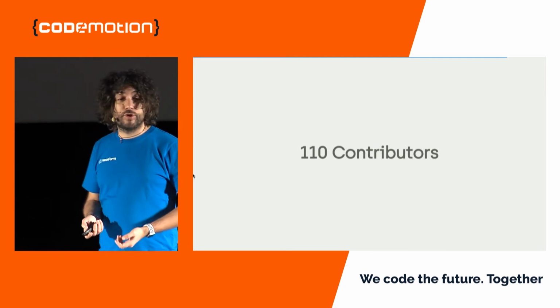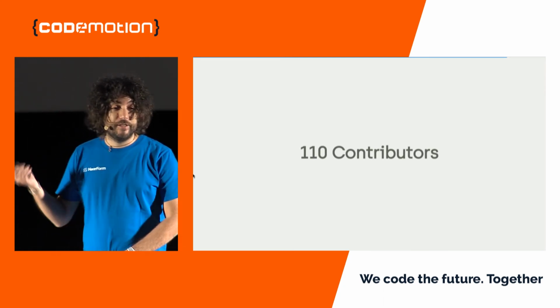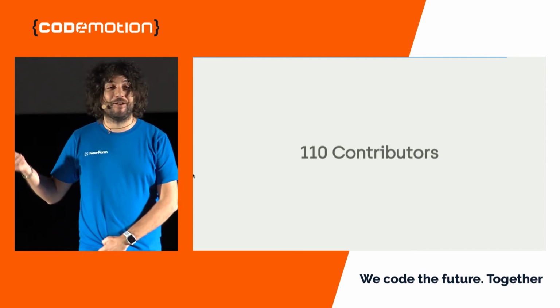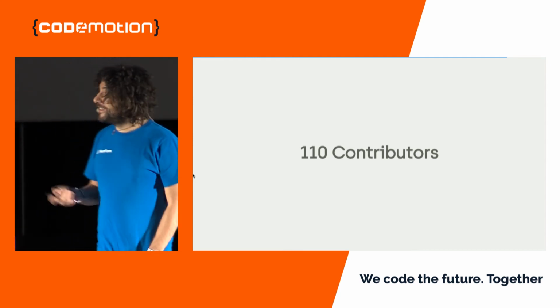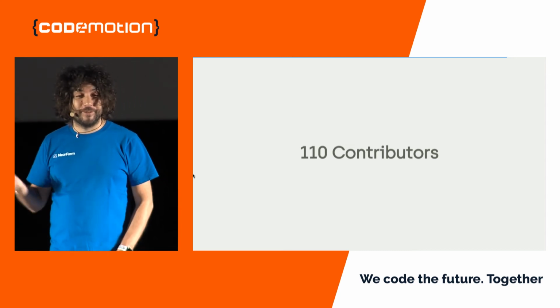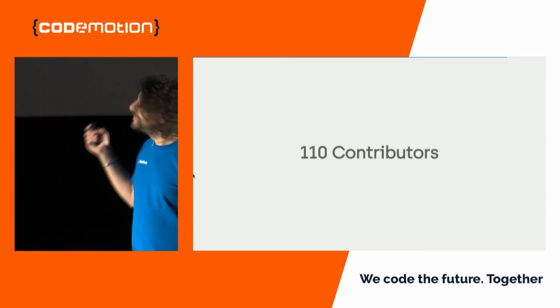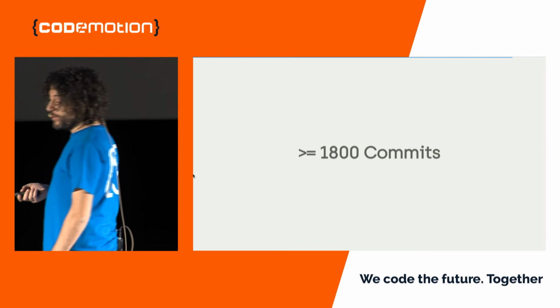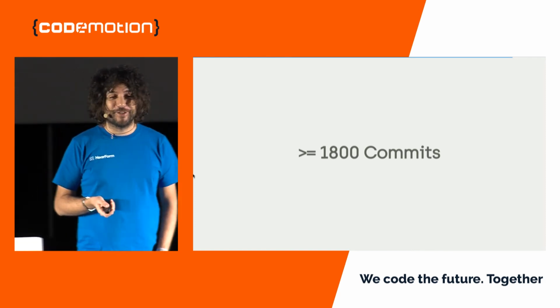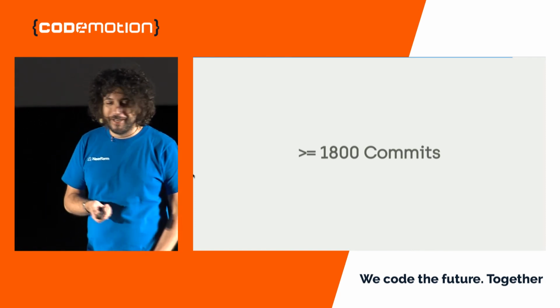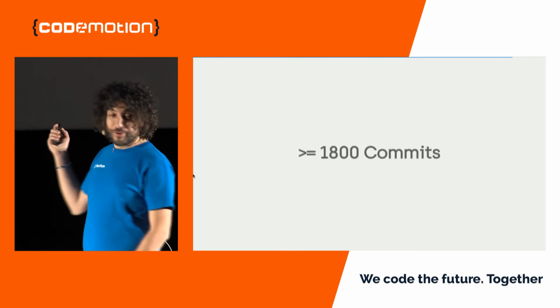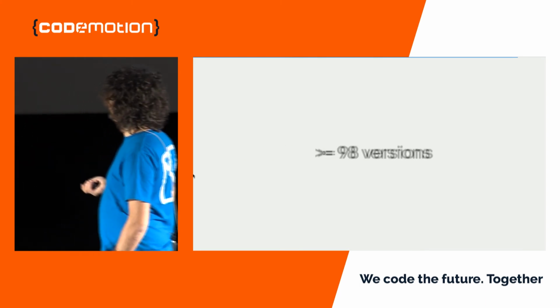110 unique contributors. So 110 individuals sent us a PR. I love this. This is a nice sentence, okay? We are not Node Core, which is in the thousands, but still. We did more than 1,800 commits. It's a lot of work, okay? And we squashed them also, so there are probably more in there.